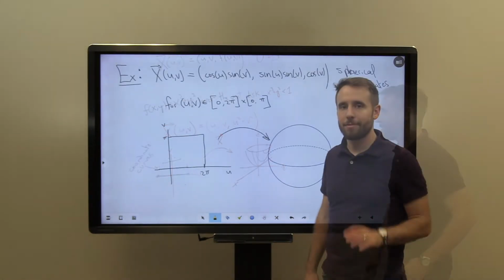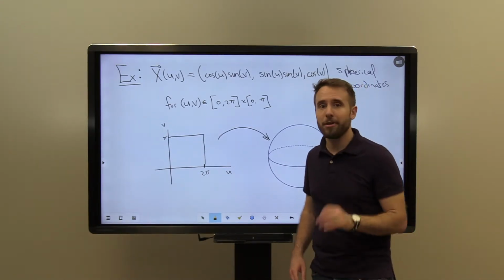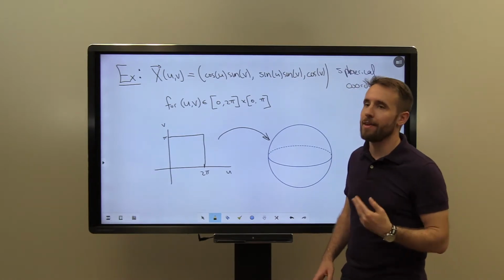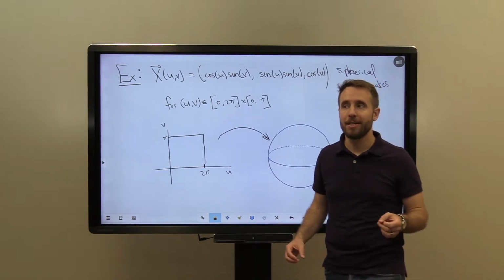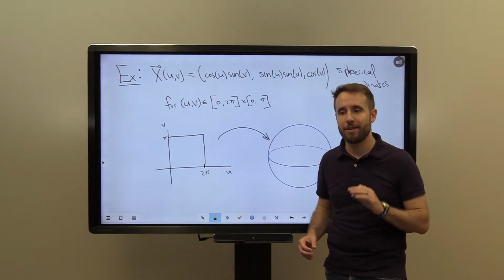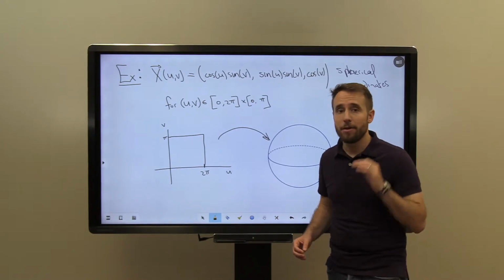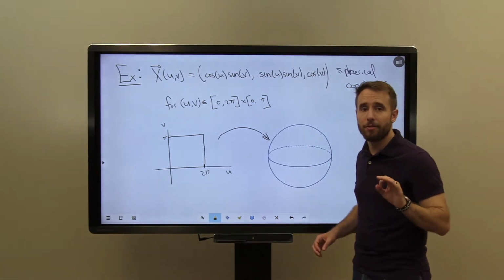Kind of cool. Okay, so I want to take a look at an example where things break down a little bit, and I want to talk about why they break down so that in a moment we can talk about how to fix those problems, and that will lead us eventually to our rigorous definition of a parametrized surface. Now, for those of you that have taken Calc 3 recently, this should look a little familiar.